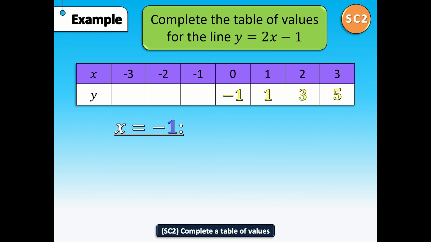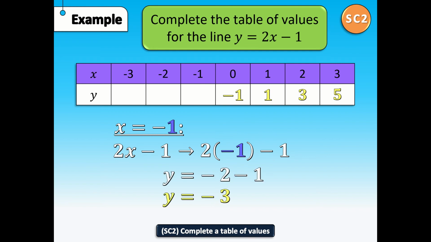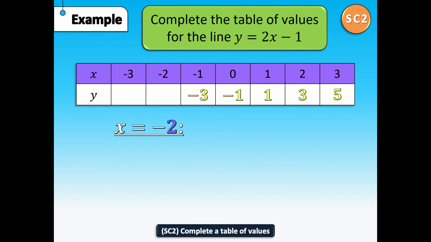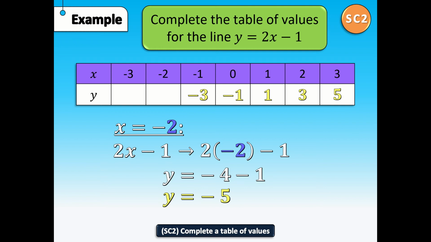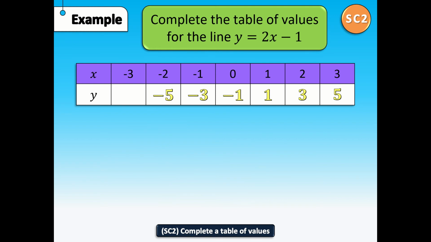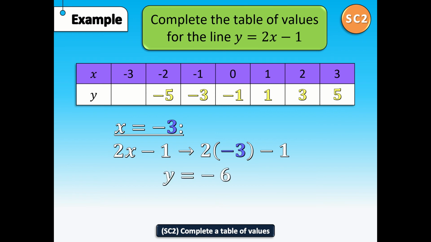When x equals minus 1, 2 times minus 1 is minus 2, take away 1 will be minus 3. When x equals minus 2, 2 times minus 2 is minus 4, take away 1 is minus 5. And when x equals minus 3, 2 times minus 3 is minus 6, take away 1 is minus 7. So now we've completed our table of values.